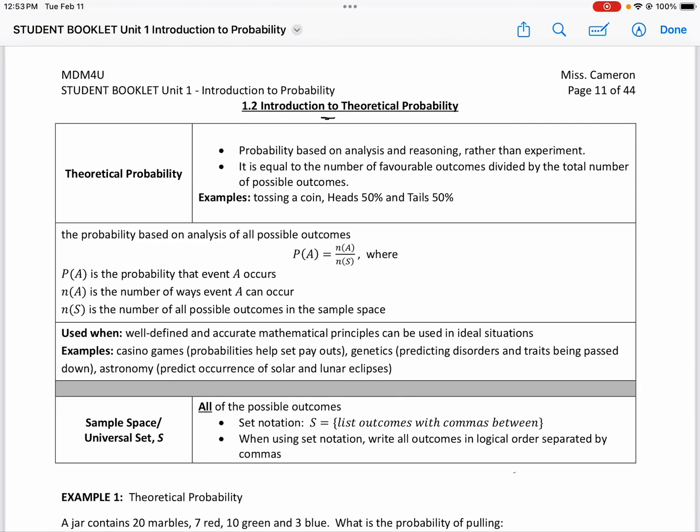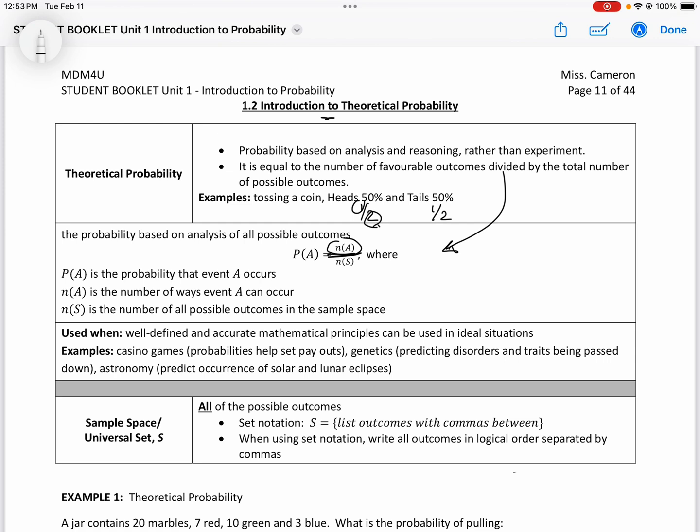1.2 Introduction to Theoretical Probability. So theoretical probability is the probability based on analysis and reasoning rather than experiment. It's equal to the number of favorable outcomes divided by the total number of possible outcomes. For example, tossing a coin, it's 50% heads, or 1/2, right? 2 outcomes, and there's 1 head, and 50% tails. So there's 1 tail, and then again, 2 outcomes, heads and tails.